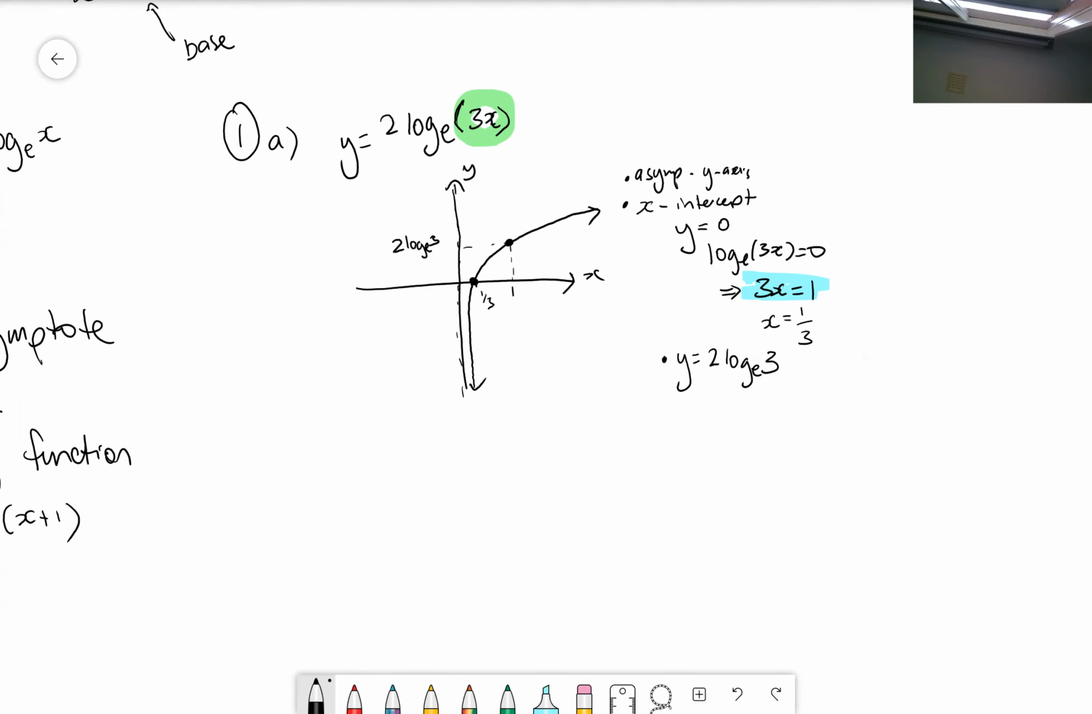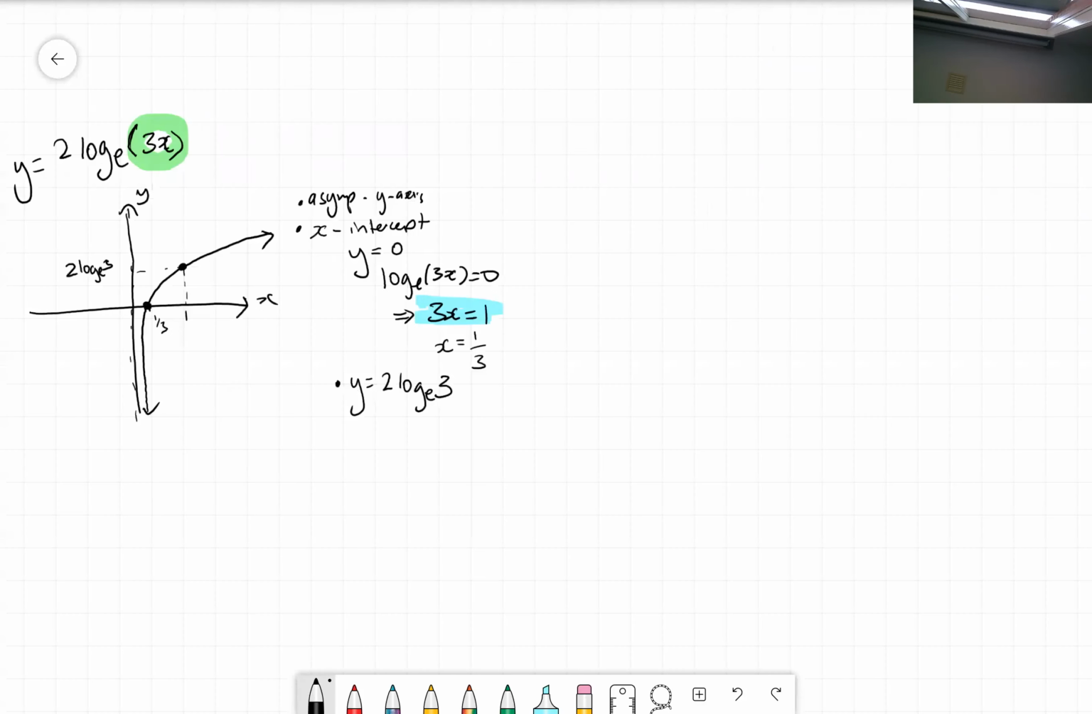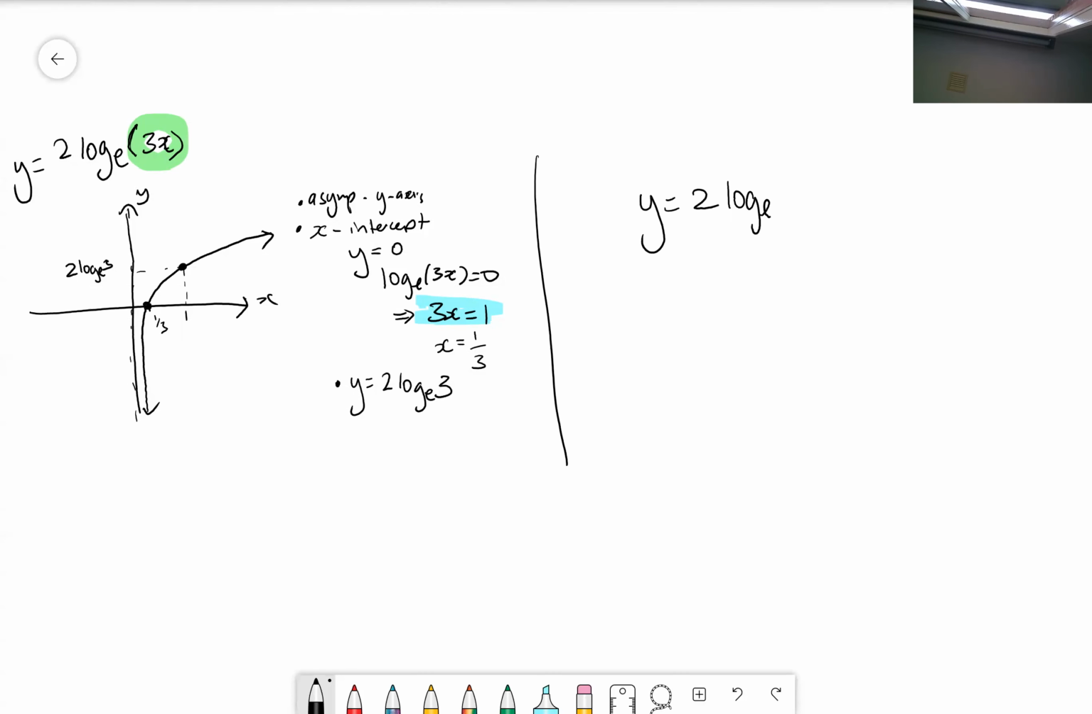So if we were to say it was like this, y is equal to 2 log to the base e of x. When is log to the base e of x equal to 1? When x is e. Perfect. So let's just say x is e here. It'll be 2 log to the base e of e, which will give us 2. So the 2 out the front is again just stretching it up higher and higher.